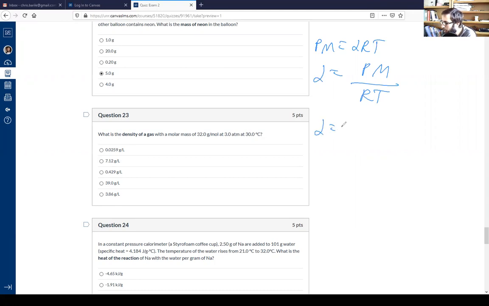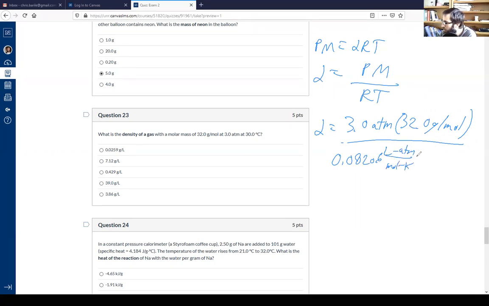Anyway, D equals pressure times molar mass. Pressure is given to us, 3.0 atmospheres. Molar mass was 32.0 grams per mole. R is 0.08206 liters atmospheres divided by mole Kelvin, and we're at 30 C. We've got to get that C into Kelvin, so we have to add 273 to it.